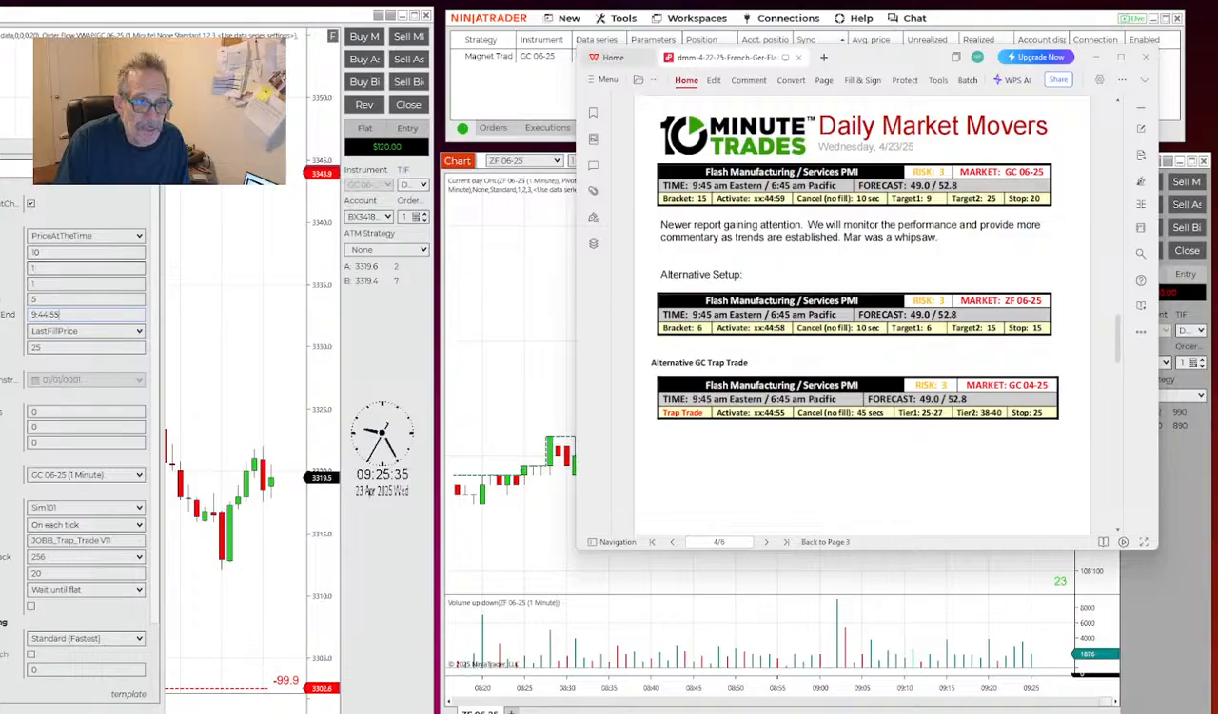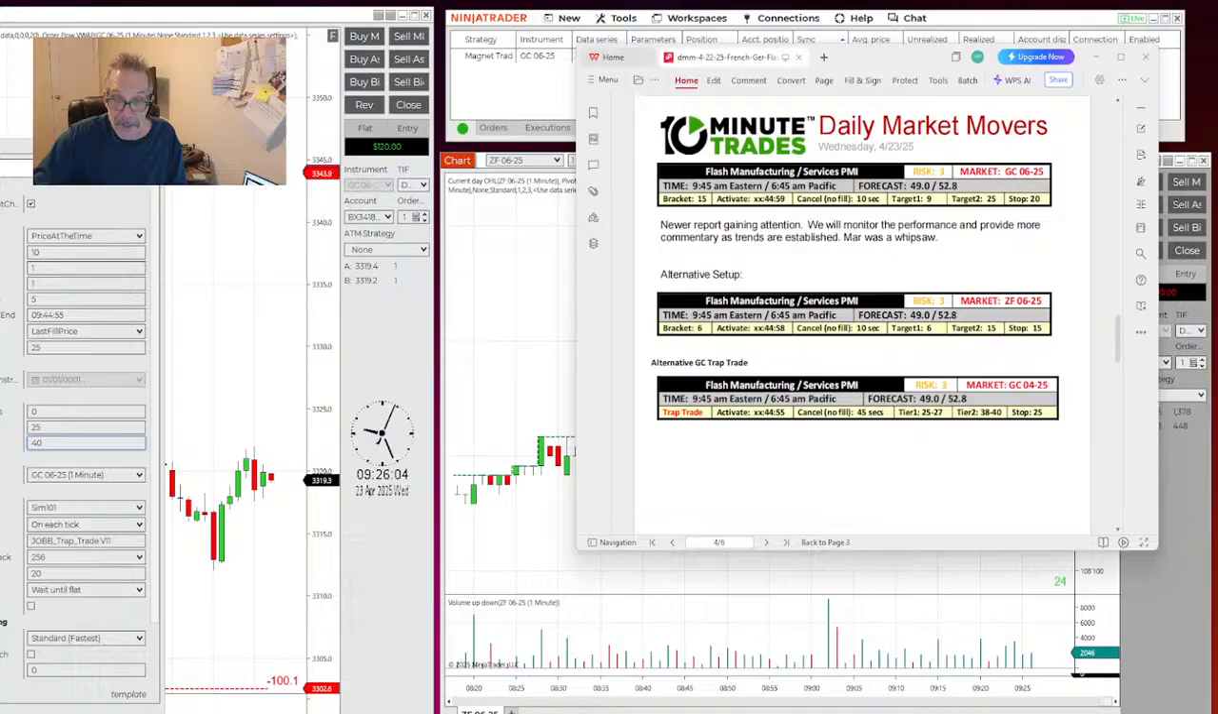Position 1 is a 1. Position 2 is a 1. Triggering at 9:44:55. The stop is 25. Tier 1 is 25 ticks, and Tier 2 is 40 ticks. So we have a zone of safety of 65 ticks, tier 2 plus the stop. If there's a move greater than 65 ticks on the news release, then we would get stopped out.